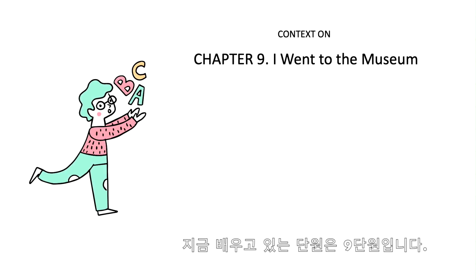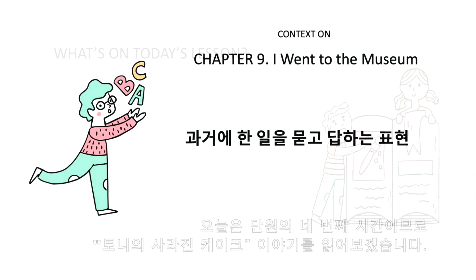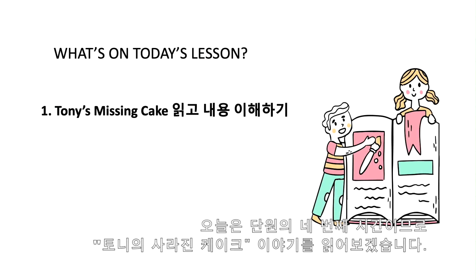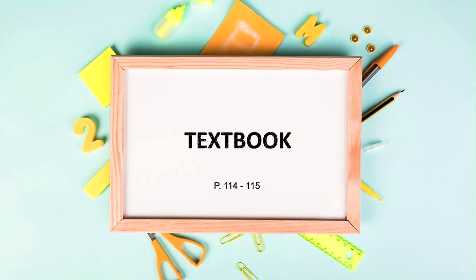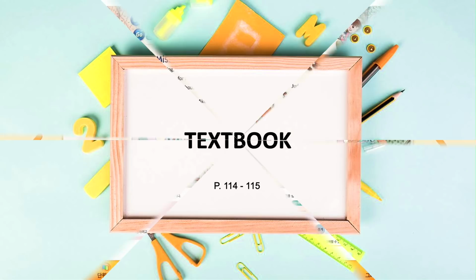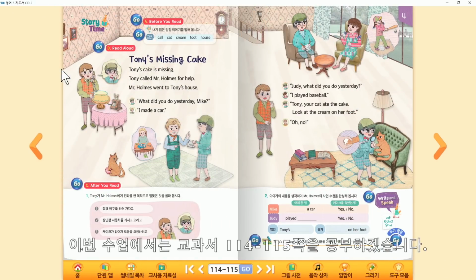We are learning chapter 9. I went to the museum. Today, we are in section 4, so we're going to read a story, Tony's Missing Cake. And then we'll do a quiz game to check our learning. Without further ado, let's go straight to the textbook. We are on pages 114 and 115.